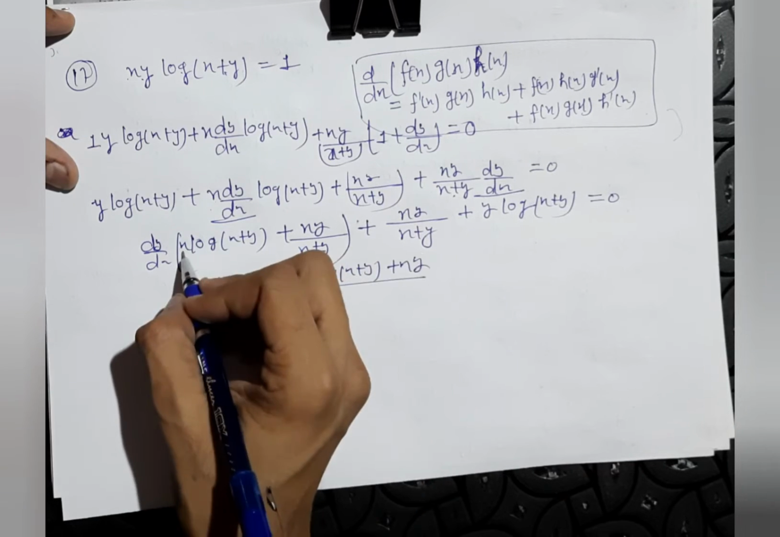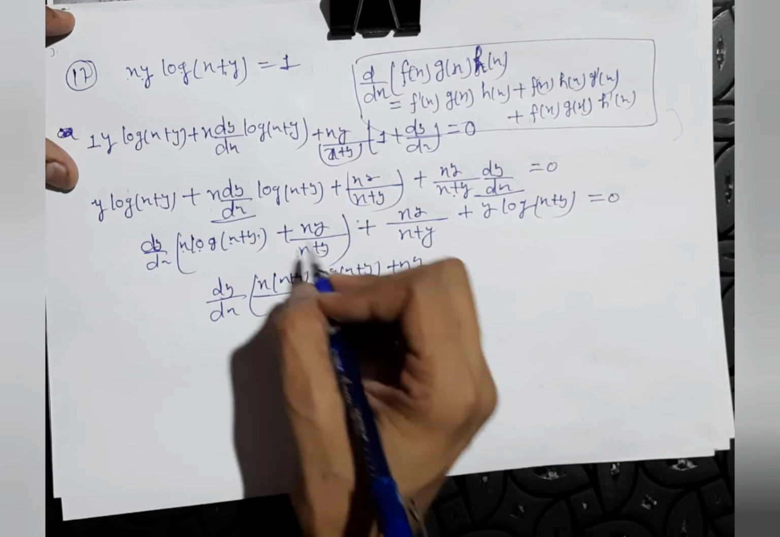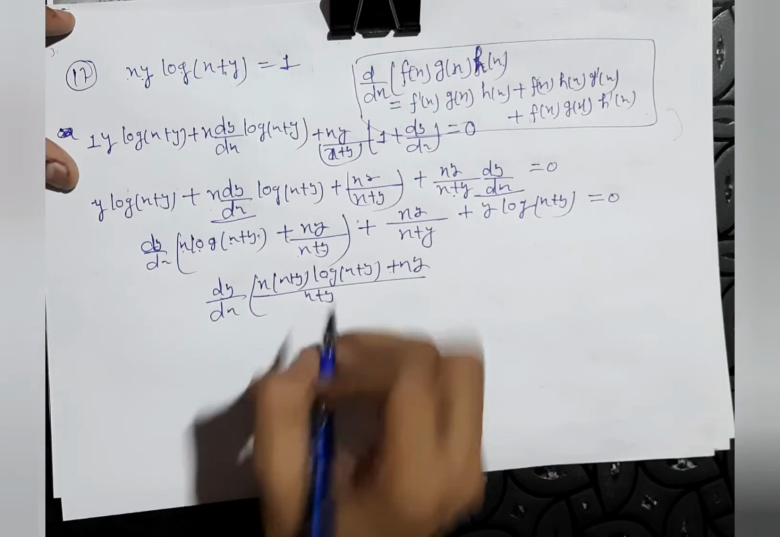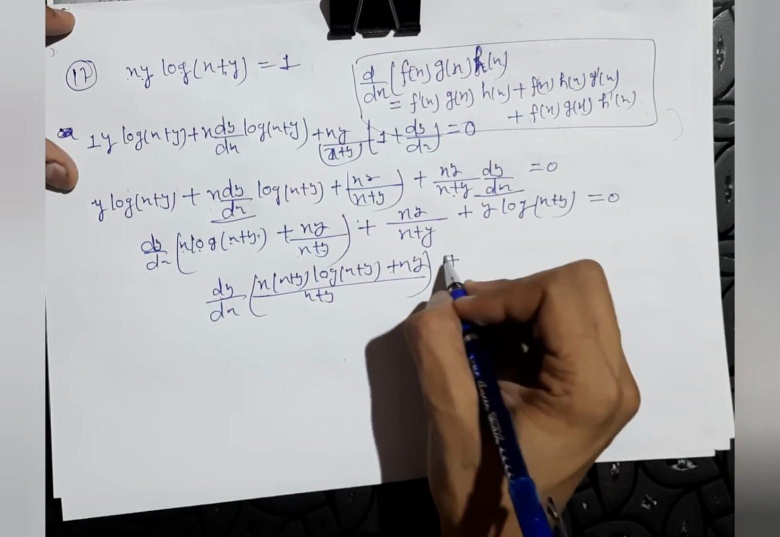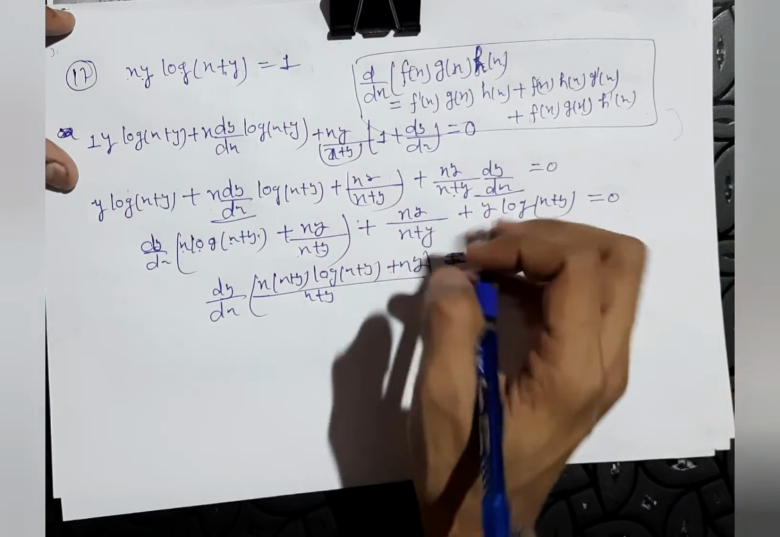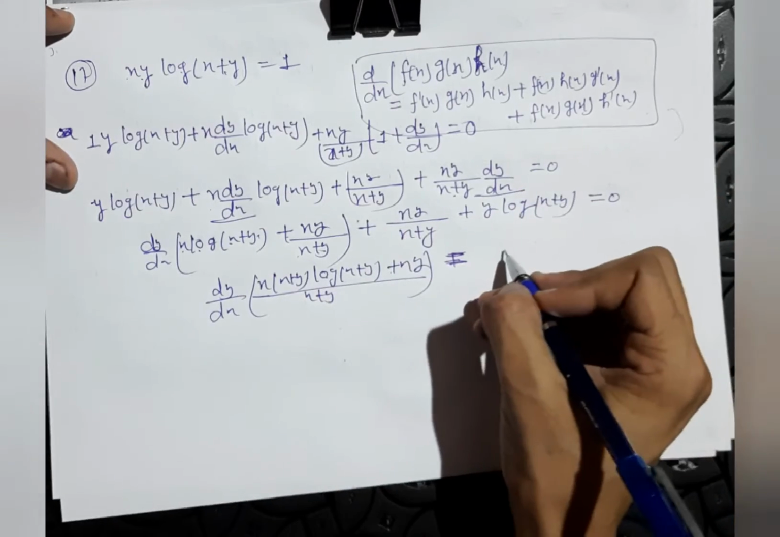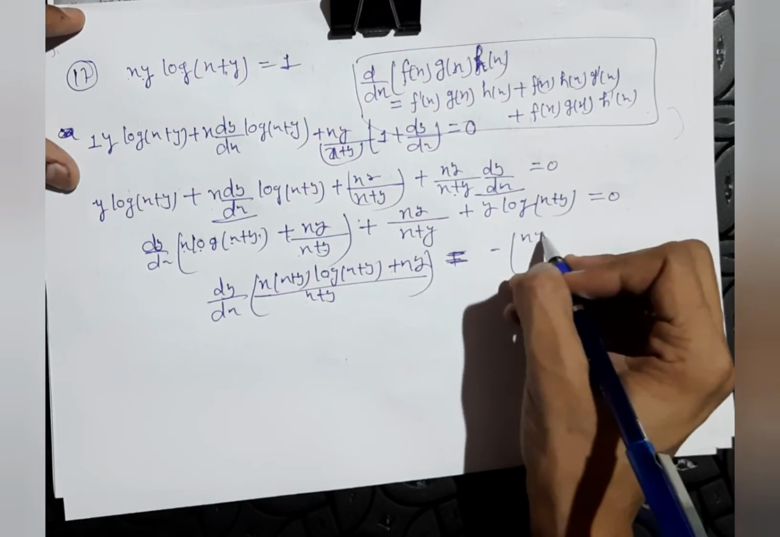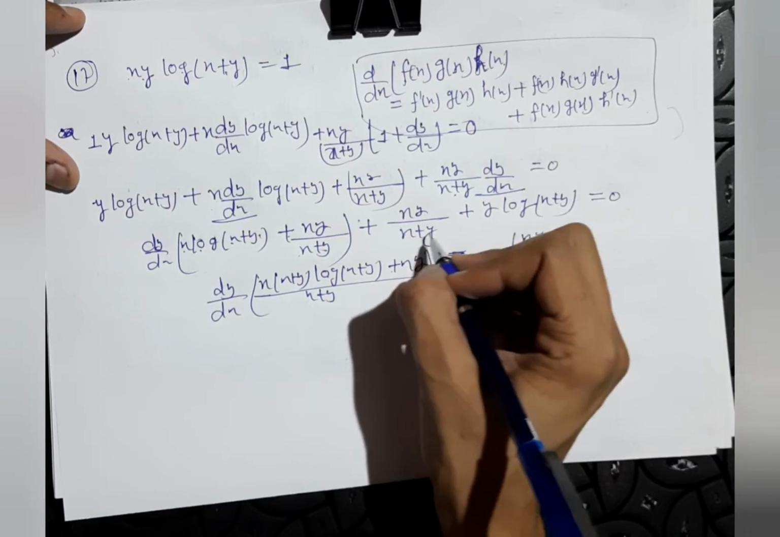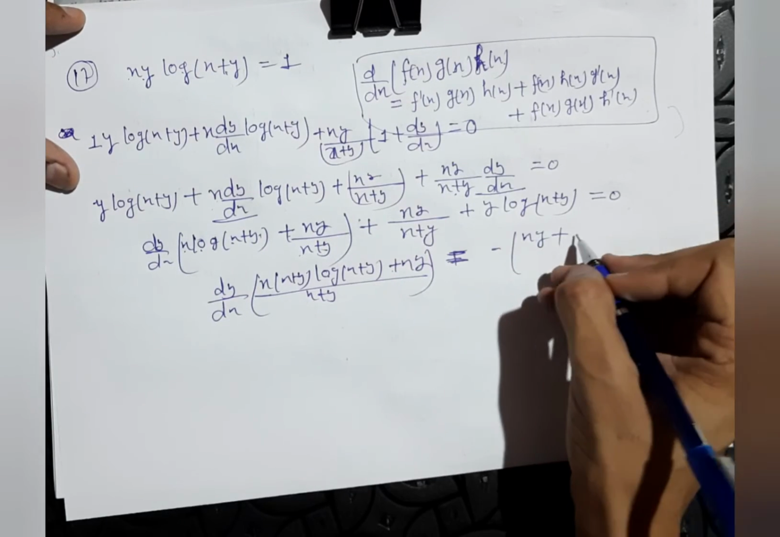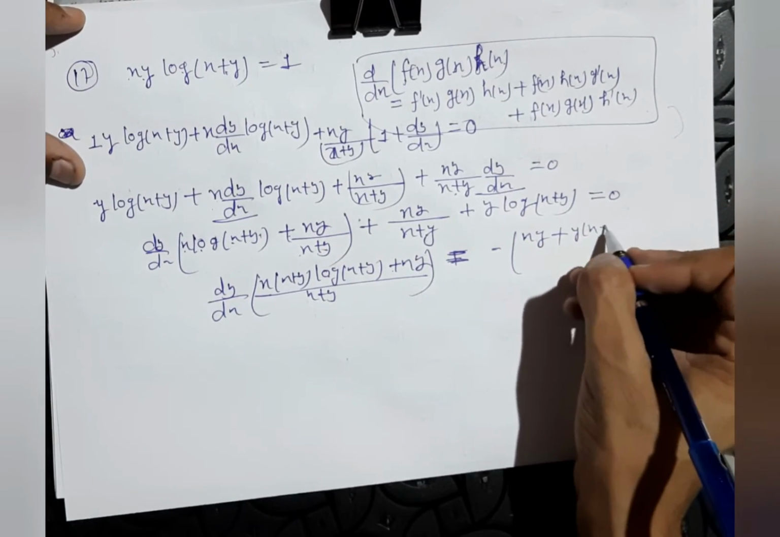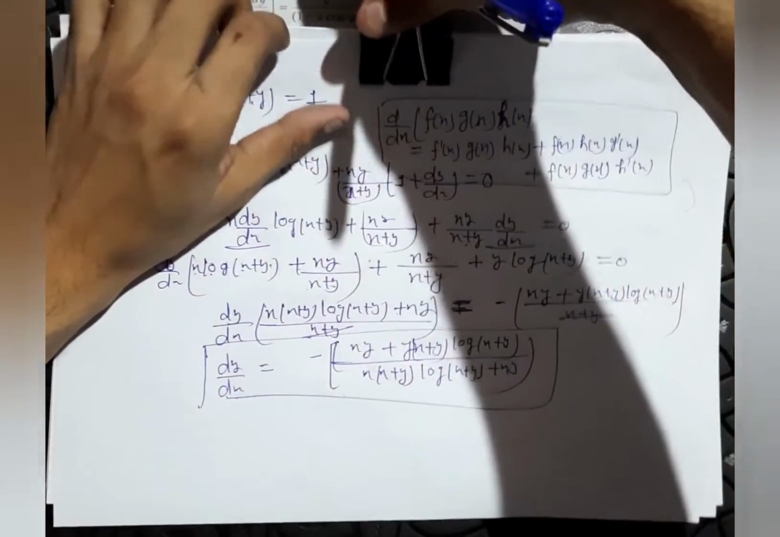X plus y multiplied by x log of x plus y is here and x y is here and divided by x plus y is here. Plus, I am taking both the two terms into the RHS and I get minus x y, and also I multiply x plus y with the y log of x plus y and I get y times x plus y. So this was question number 17.